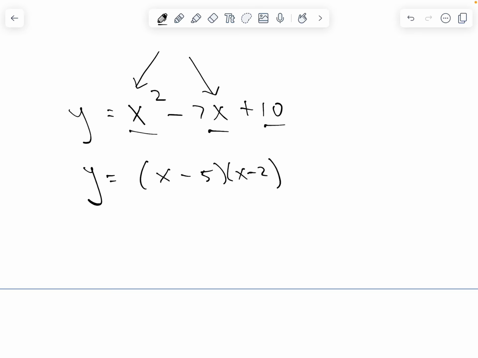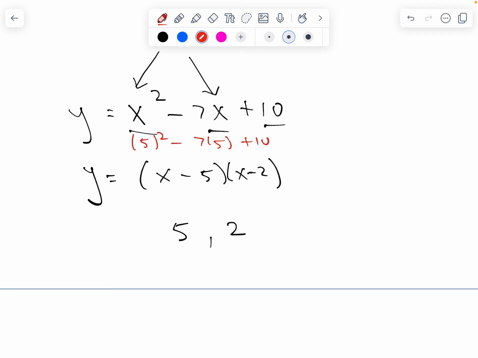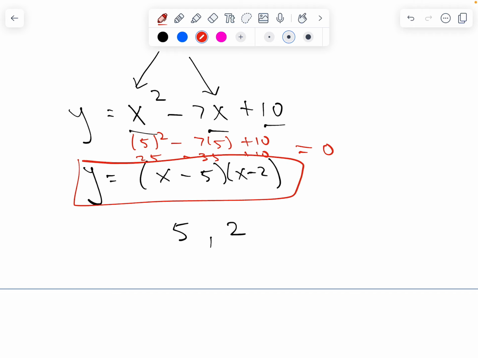And the reason factoring is so powerful is because it lets us see the zeros right off. And looking at this, we can say 5 is a 0 and 2 is a 0. And just for fun, let's substitute that back into the equation and see if it works. Let's try doing 5. So 5 squared minus 7 times 5 plus 10. 5 squared is 25, 7 times 5 is 35, plus 10, and that does give us 0. And you can try the same thing with 2. So once it's in factored form, you can see the zeros.